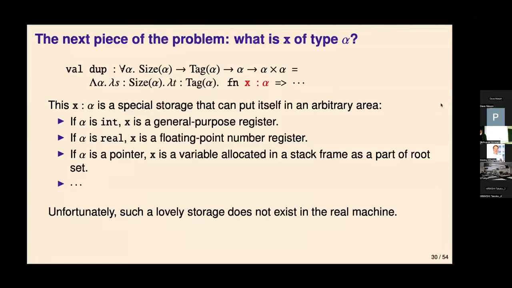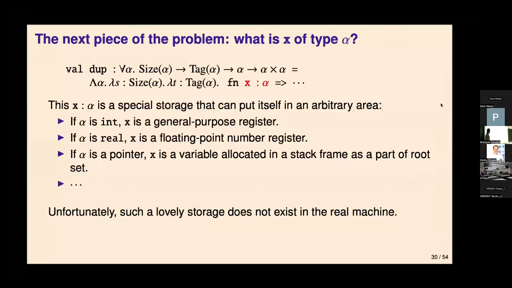So this comparison technique solves the first problem. Let's go to the next problem. The next problem is about this x, which is a variable, but its type is alpha. It's an uncertain type, so it cannot determine statically what alpha is.